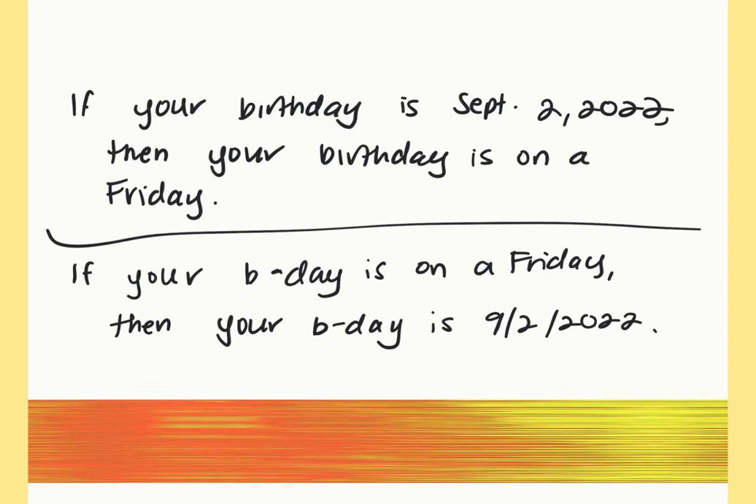If this happens, we cannot make a biconditional statement. You can't say your birthday is September 2nd, 2022, if and only if your birthday is on a Friday. You can't say it if they're both not true. They both have to be true. So a lot of times we do this with a definition. I'm trying to think of something else besides a definition that would work, but most of them are definitions.